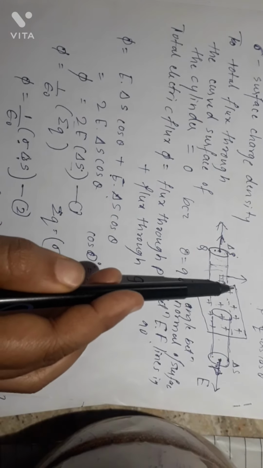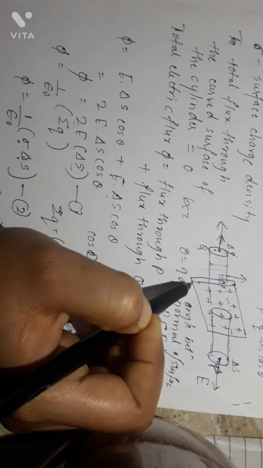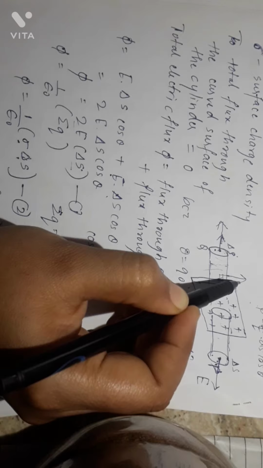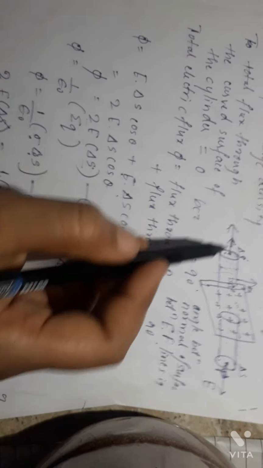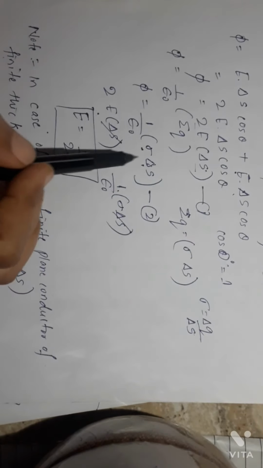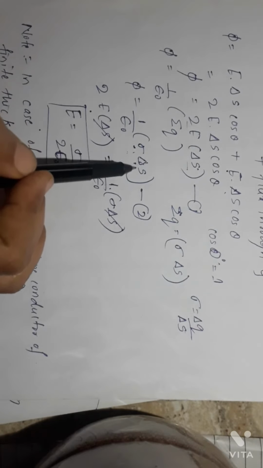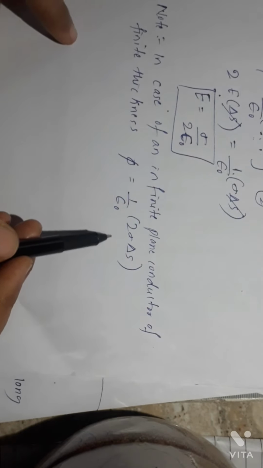If they have given a finite thickness, say some thickness dx, then the charge will be enclosed on this surface and also on the backside surface. Earlier we wrote only Q equal to sigma into delta S. Here the surface charge will be doubled if they have given a finite thickness. So I have written 2 sigma into delta S.